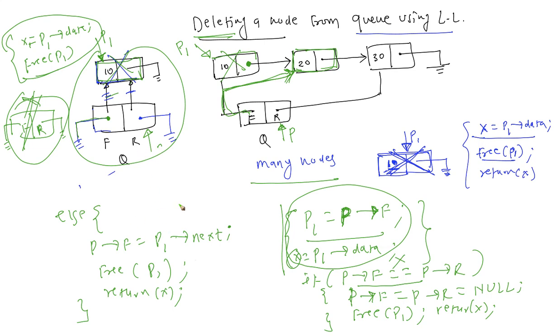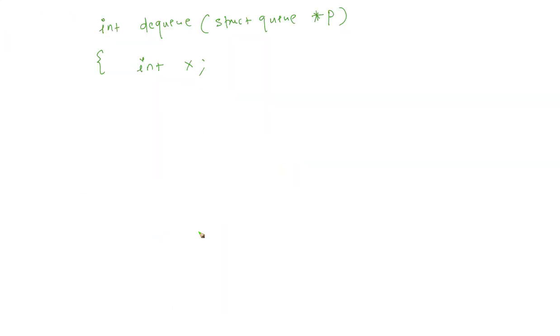I'm passing. So what is the call? I'll write the call also, right? So the call will be x equal to dq. I already showed you dq and q, only this much. I'll pass only the address of q. So the address of q is there in P. So this was q, f, r. Now when I pass the address of this q, I will have P pointing to this q, right?